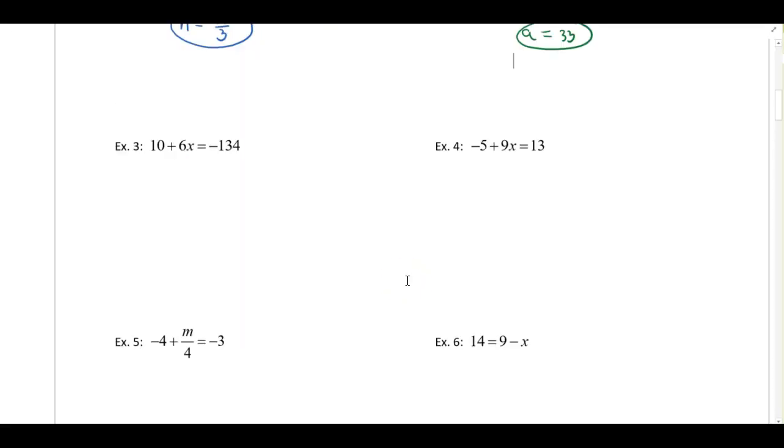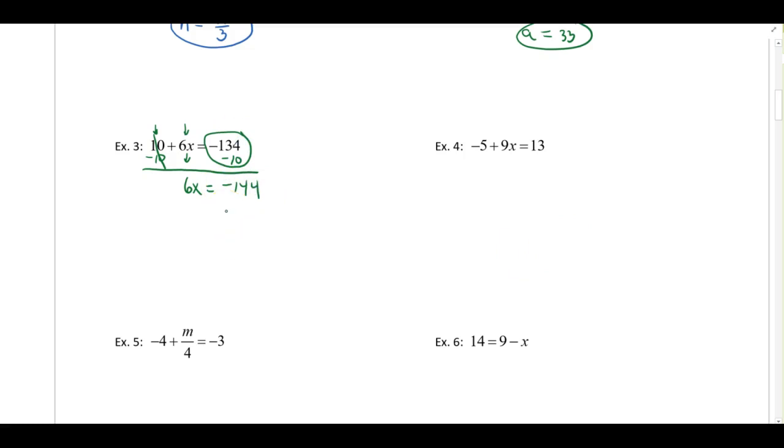Alright, the next example, and feel free to try the problems and then come back and watch the video to see if you got an idea of what you're doing. So, here, I have to get rid of 2 things. I got to get rid of the 10 and the 6. Which one do I undo using addition or subtraction? That's the 10. Since 10 is positive, I'm going to subtract it. They add up to 0. Whatever I do to this side, I have to do to the other side, subtract 10. And I bring down the 6x equals negative 134 minus 10 is going to give me negative 144.